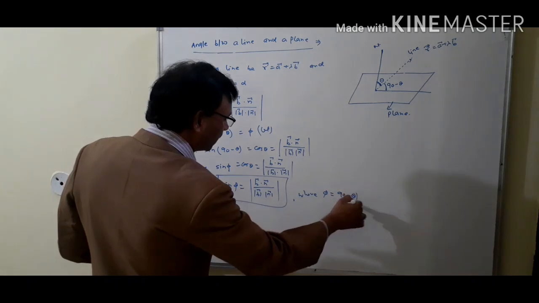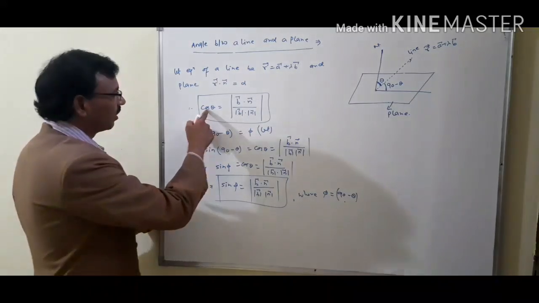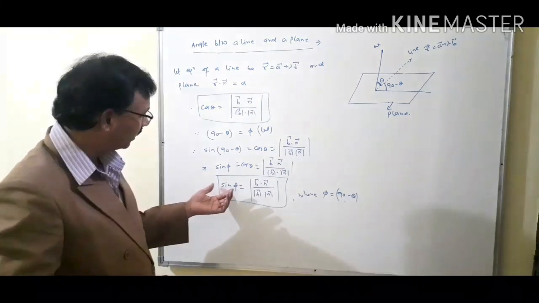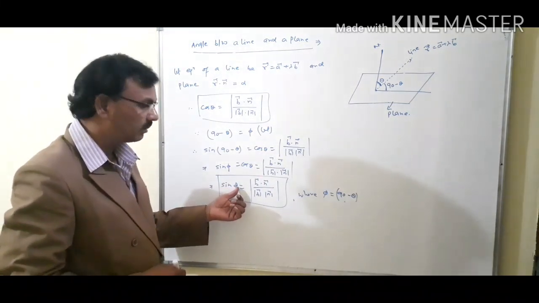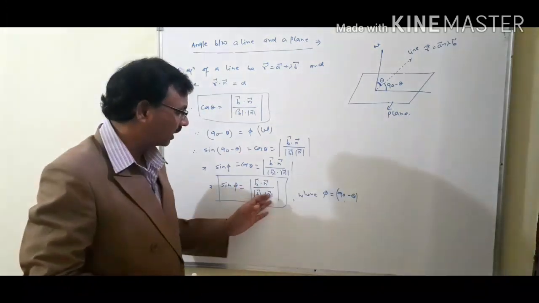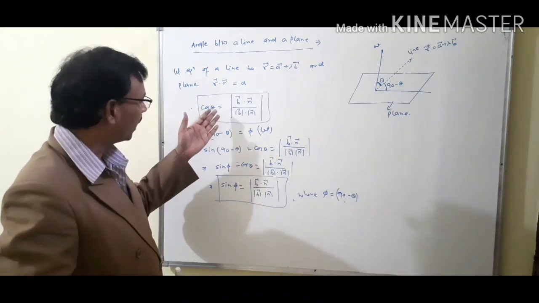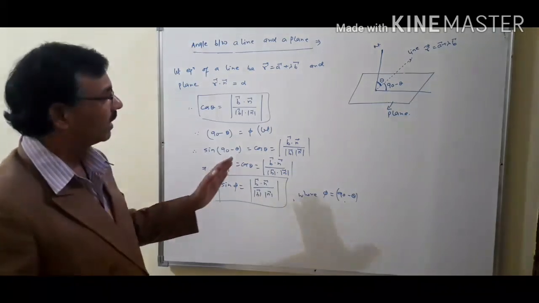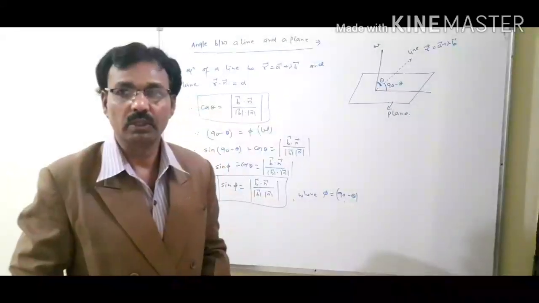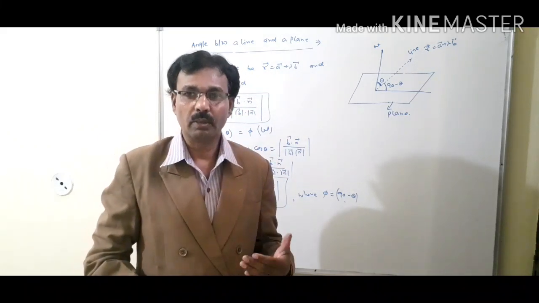where phi is equal to 90 minus theta. So in terms of theta, cos theta equals magnitude of b dot n upon magnitude of b into magnitude of n, and in terms of sine of 90 minus theta, which is denoted by phi, it is equal to magnitude of b dot n upon magnitude of b into magnitude of n. By the help of these formulas, we can find the angle between a given line and a plane. Now in the next video, we will discuss how to find the distance between a given point and a plane.